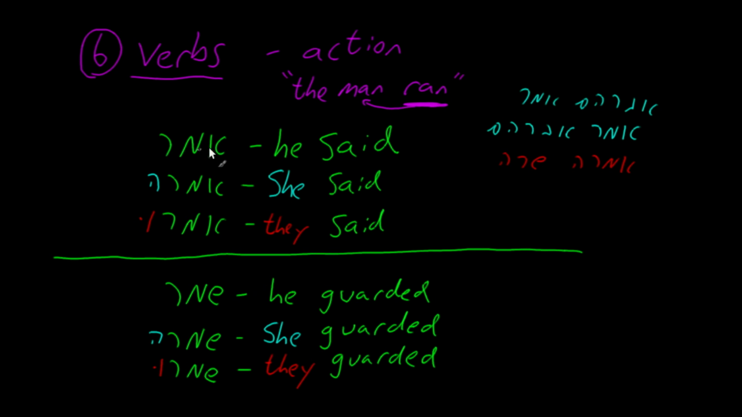But anyway, this is the basic introduction to verbs. Don't do anything to the verb for he, past tense. Add a hey on the end for she, past tense. An u on the end for they, past tense. And the verb conjugation has to match the subject. Alright? That's all there is for our basic introduction to verbs.